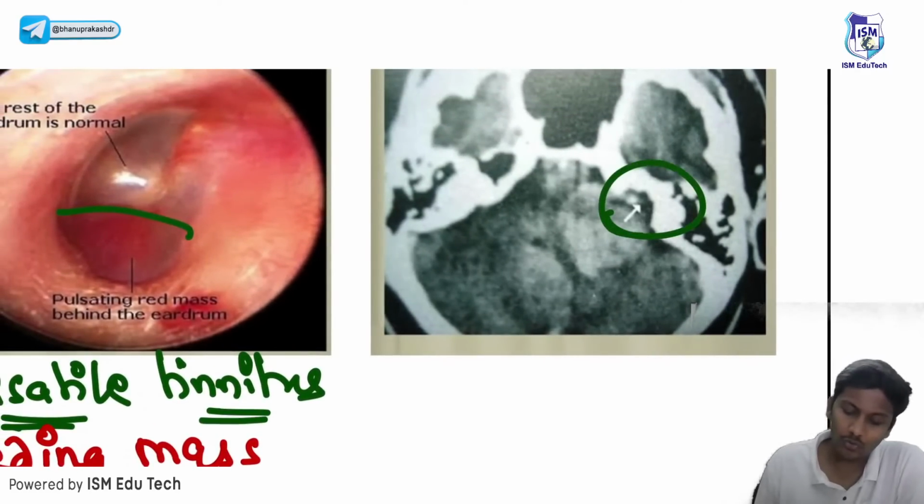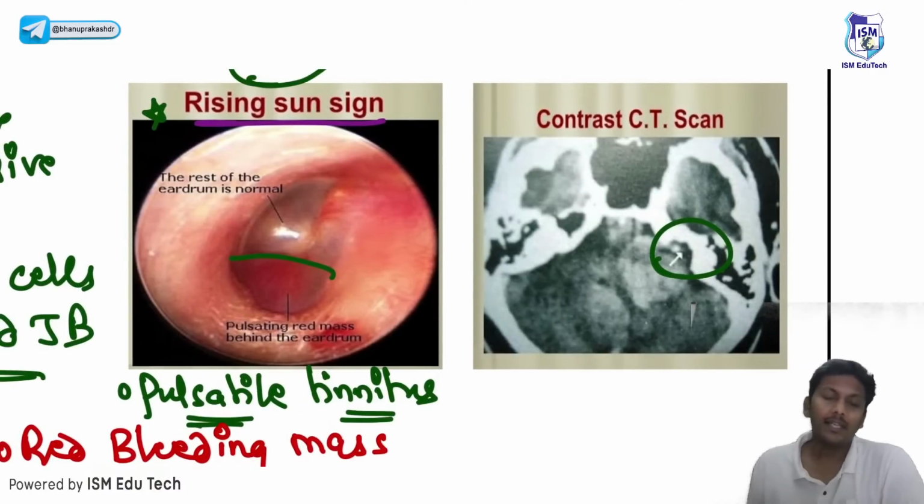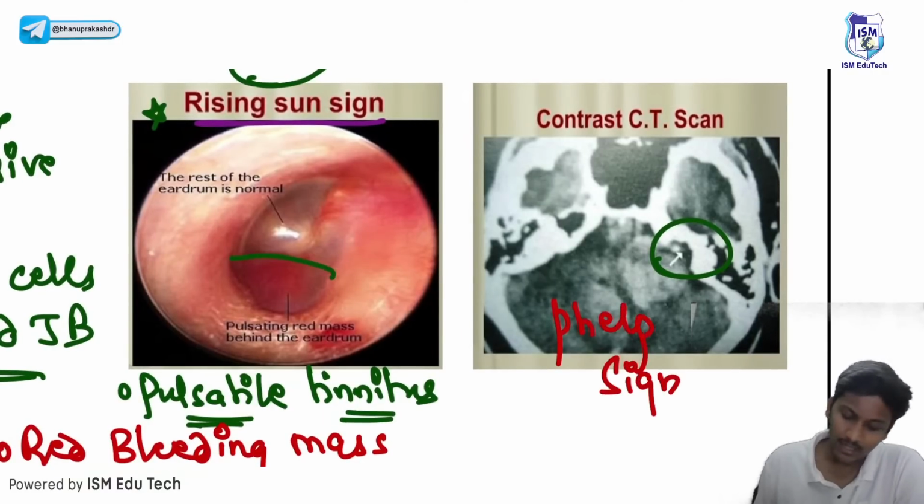You can see there is erosion of the bony septum between the carotid canal and the jugular foramen. This erosion of the bony septum is classically known as the Phelps sign. So on CECT, you are able to see a Phelps sign in cases of glomus jugulare.